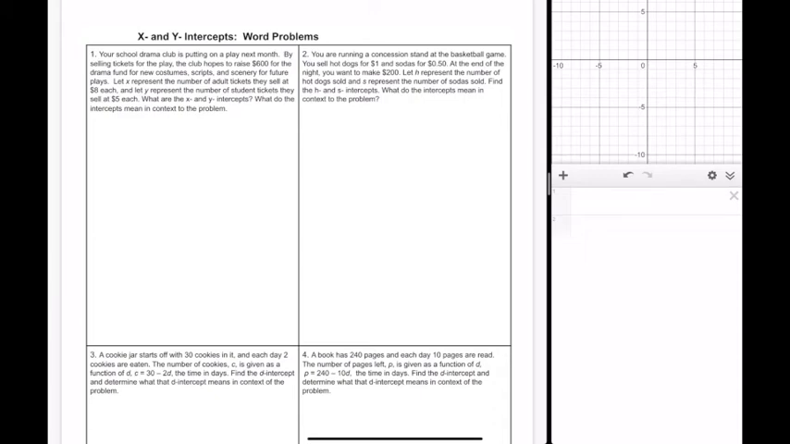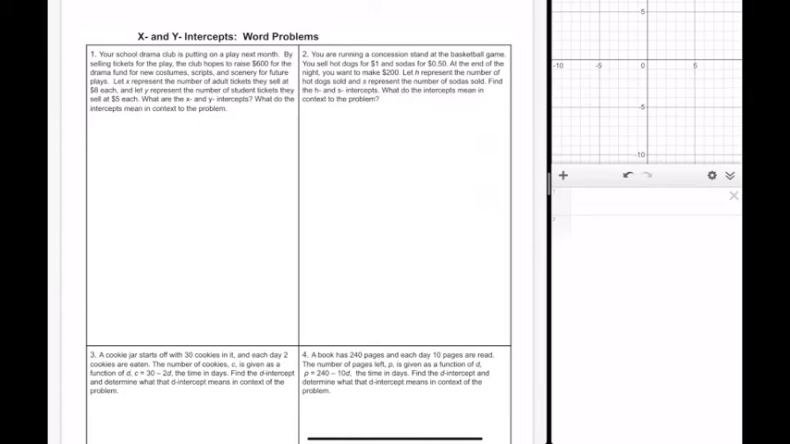In this lesson, we are using X and Y intercepts to solve word problems. In each example, we will need to find the equation of the line, and then we're going to have to use the X and Y intercepts in order to solve the problem.